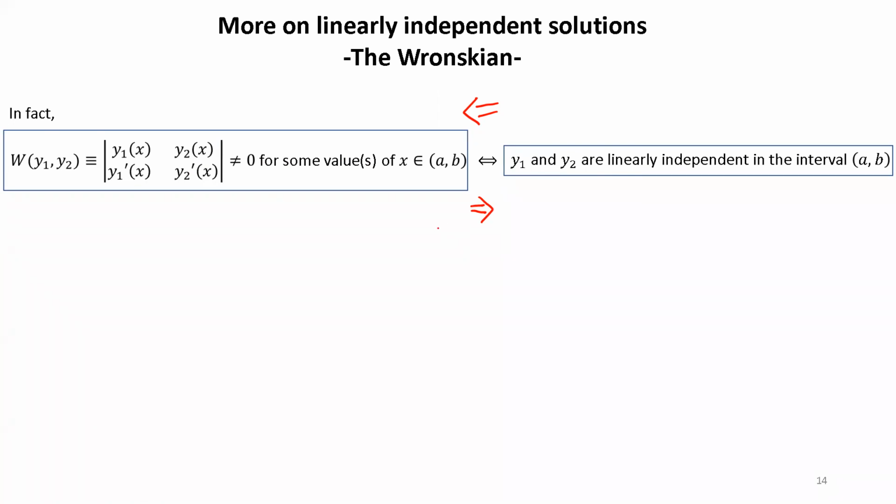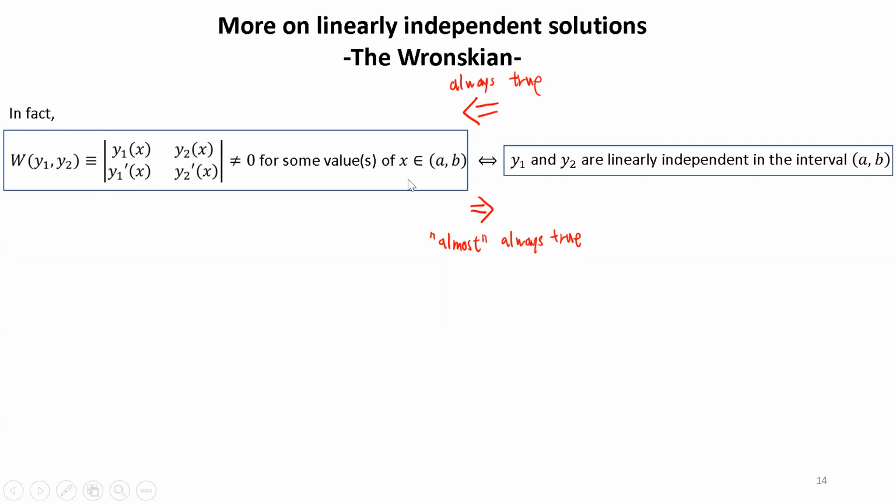Or I should more precisely say that this is always true. But for this side, it's almost always true. But let's say we don't really need to worry about this special case where this one is not true. Okay, so as long as y1 and y2 are two solutions of your linear ODE, then this is also true.